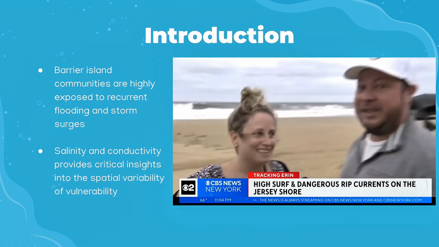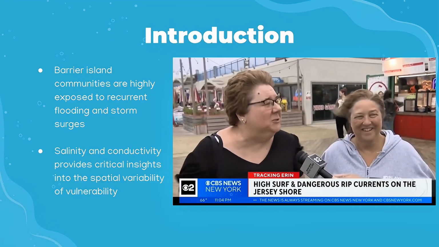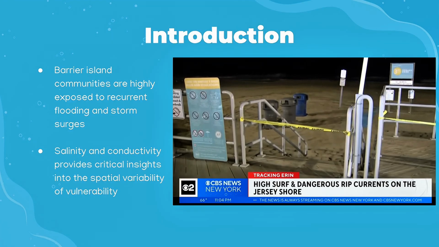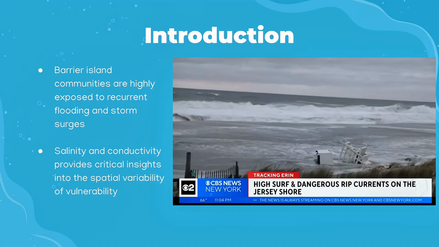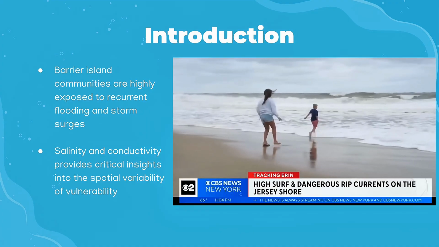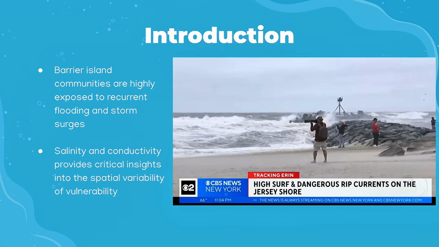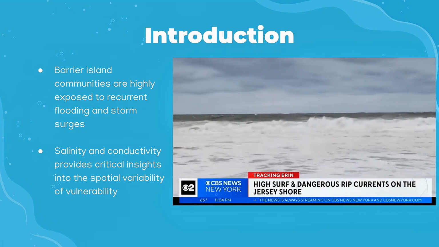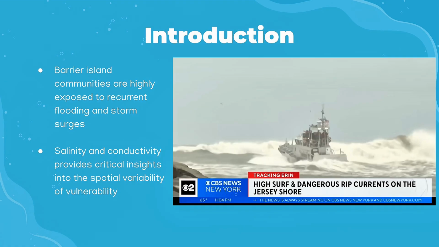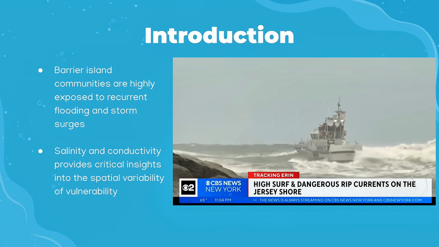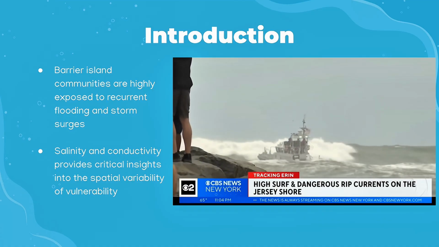Barrier Island communities, including Long Beach Island, Ship Bottom, and Seaside Heights, are highly exposed to recurrent flooding and storm surges. Historical events such as Hurricane Erin have demonstrated the magnitude of these risks by reshaping shorelines and disrupting freshwater resources. Studying salinity and conductivity in these flood-prone areas provides critical insights into the spatial variability of vulnerability and provides insights on strategies to mitigate salinization impacts on ecosystems and agriculture.